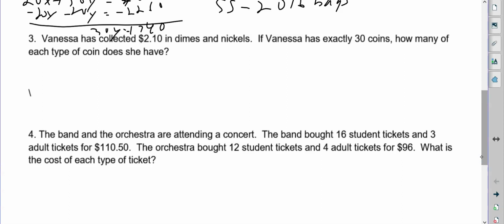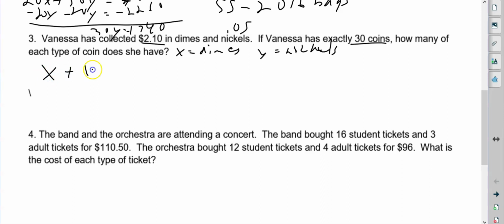All right, Vanessa collected this much money in dimes and nickels. Please be careful. Remember, this is 5 cents, so it's 0.05, not 0.5. She has 30 coins. So a lot of times people will use D and N here. It's up to you. I'm just going to use X and Y again. I'll say X is dimes, Y is nickels. So number of dimes plus number of nickels equals 30 coins. 0.10 or just 0.1x is fine, plus 0.05y equals $2.10.